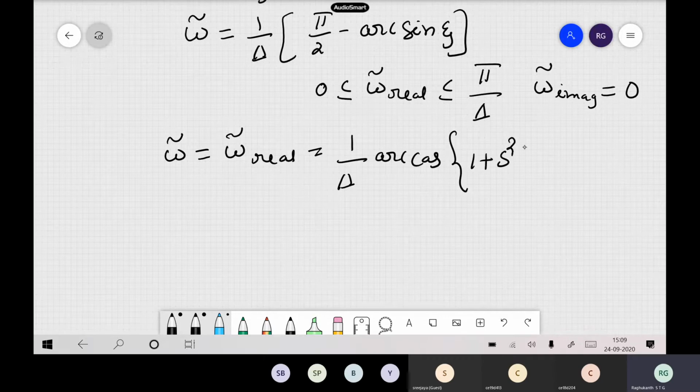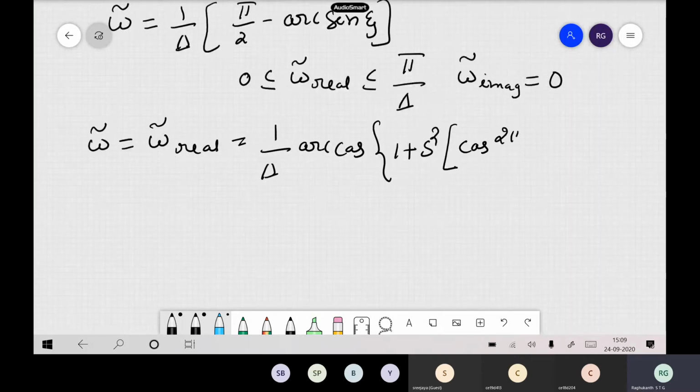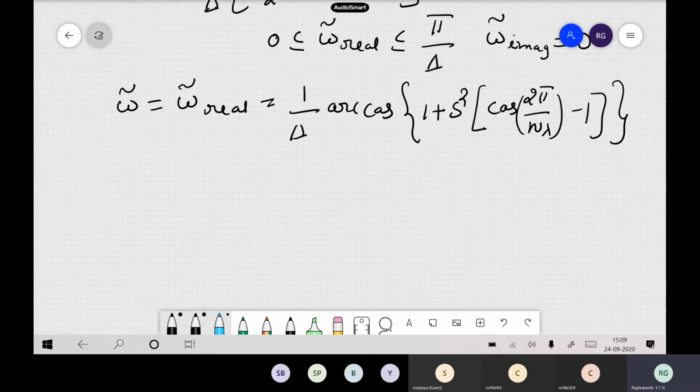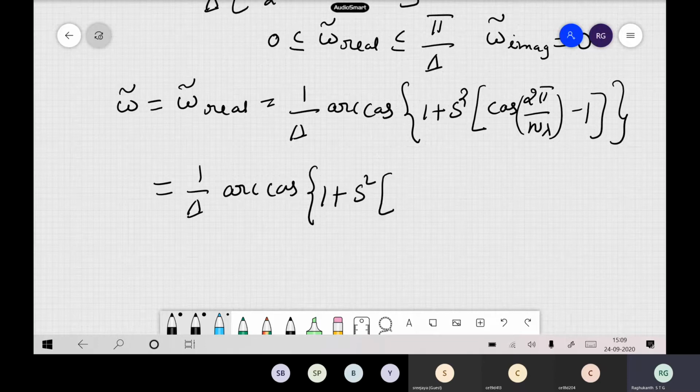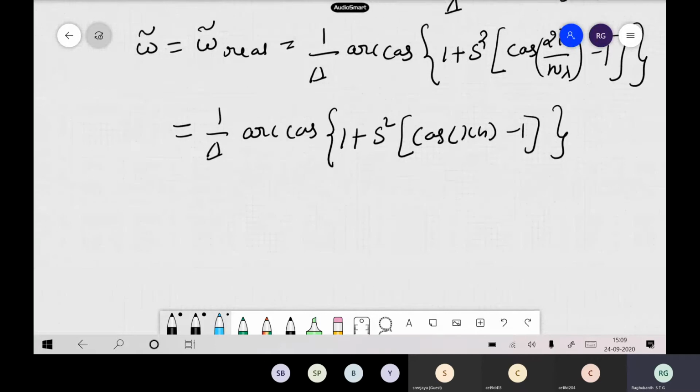So 1 plus s square. Okay. So cos of 2 pi by n times lambda minus 1 itself. Okay, so you can even write this expression also. So instead of 2 pi by n lambda, we can substitute, you followed it, we can also write this expression as 1 by n arc cos 1 plus s square cos of kh minus 1 itself.